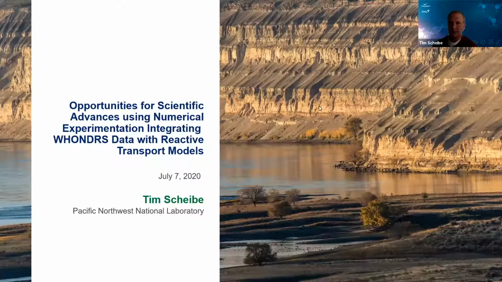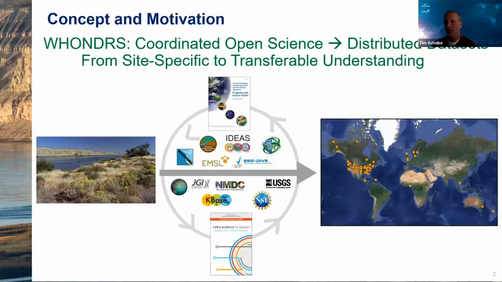Let's see if I can get my slides to work. Okay, so the motivation behind this was really brought out when we started getting a lot of traction with WHONDRS. And as WHONDRS expanded and started developing these distributed data sets, one of the things we did early on was think about how to design the data collection to be useful in models, and particularly in biogeochemical models of hydrologic systems. And so we collected data that was relevant for those kinds of models.